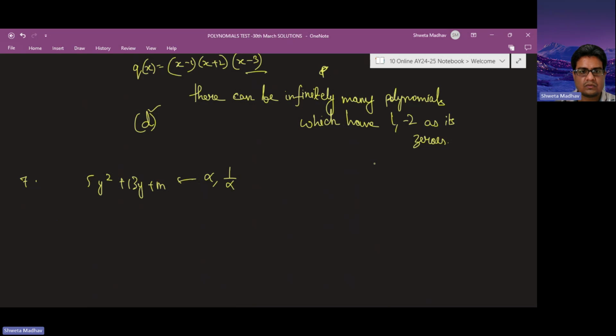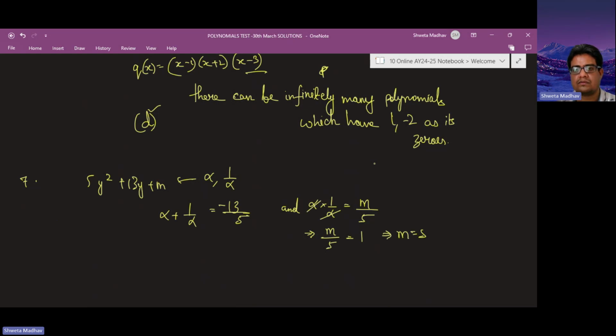So we can say that the sum of the roots, alpha plus 1 by alpha, should be equal to minus b by a, which is minus 13 by 5, and the product of the roots, alpha into 1 by alpha, will be equal to c by a, which is m by 5. So therefore m by 5 will be equal to 1, since alpha and alpha we can cancel out. So the value of m will be 5. So option C is the correct answer.